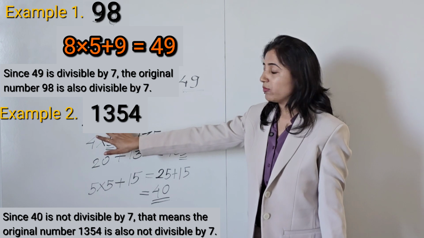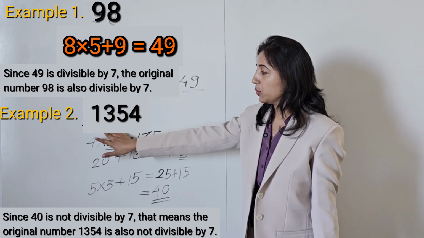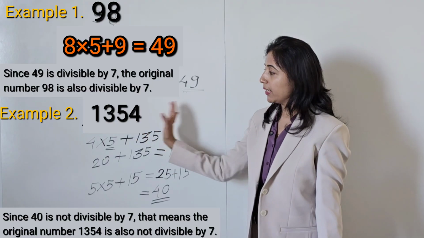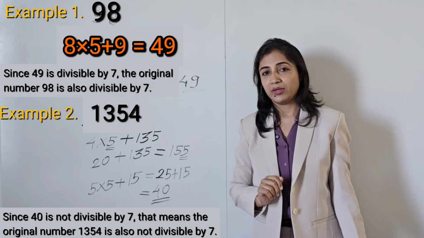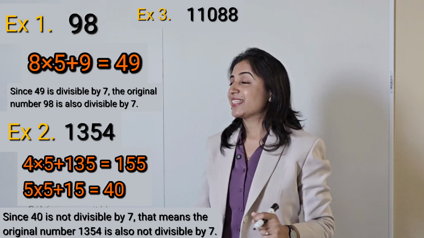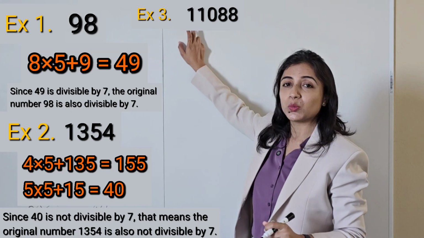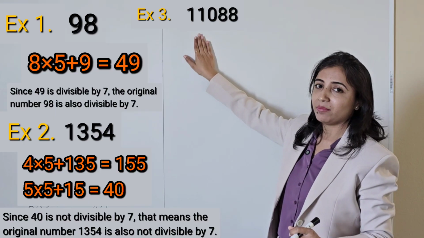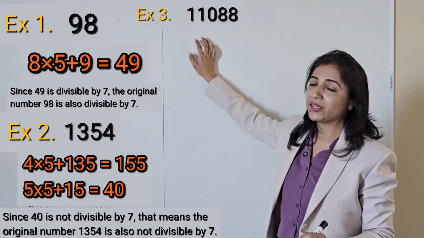You can check with the help of a calculator or you can use our regular division process and check whether 1354 is divisible by 7 or not. I hope it is clear. Now we take the next example. Here the number is 11088. You can try this example and then check whether your answer is correct or not.